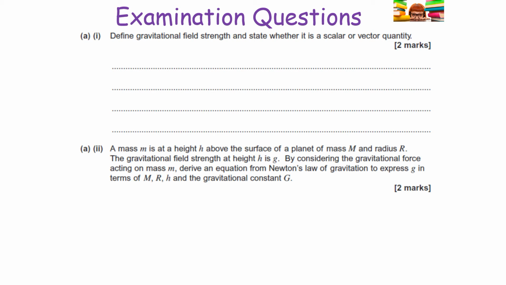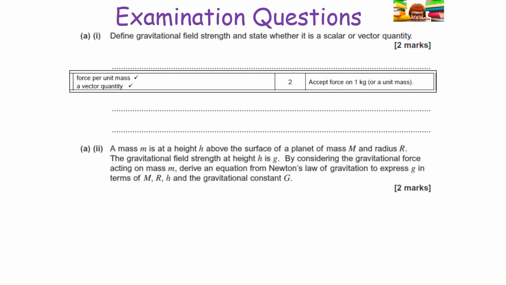Right, so again, you've got to learn your key definitions of fields. So gravitational field strength, just learn it, it's a fact. It's the force per unit mass experienced by an object inside a gravitational field. Now, it's got a force there, which is a vector, so the quantity will be a vector.